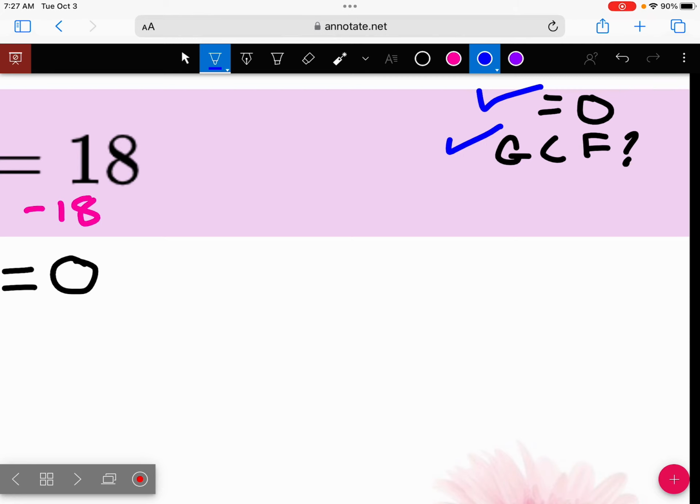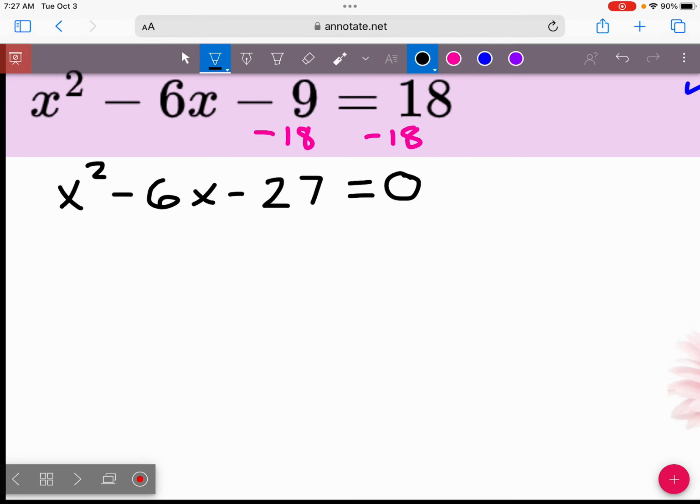Then we're going to try and factor. So what we're going to do is I'm going to draw that x. We're going to take the a times c at the top. B goes at the bottom. So what is the a value here? It's the one in front of the x squared, so it's just 1. What is our c? Negative 27. So 1 times negative 27 gives us negative 27.